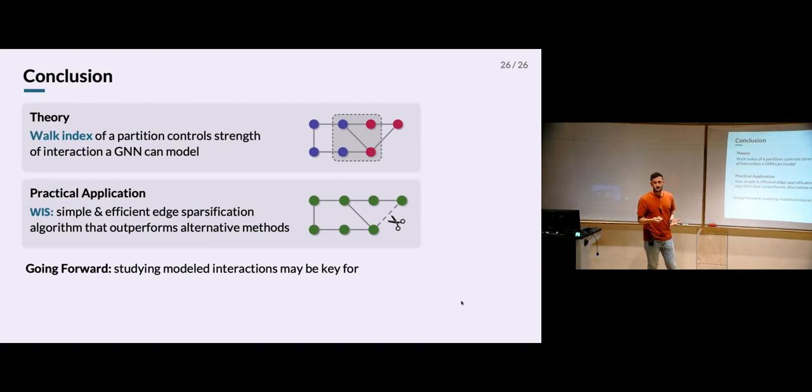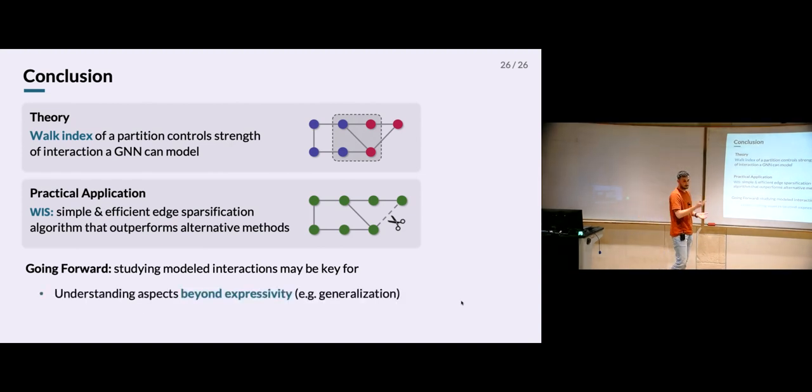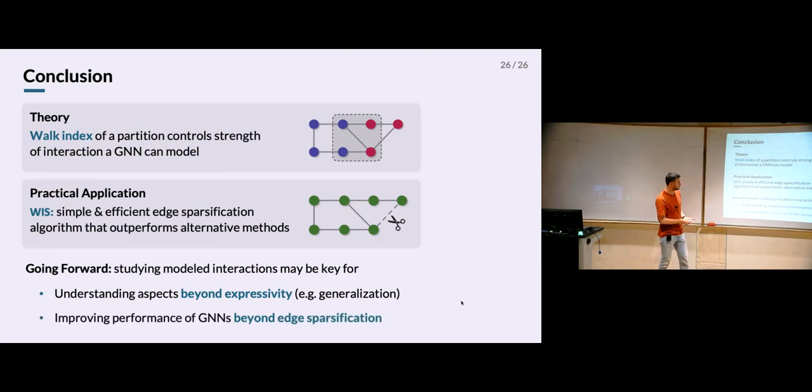But we believe that we can also use this to go beyond expressivity. As Shai mentioned, this is only part of the problem. And perhaps you can use it to understand also generalization, not only which type of interaction you can model, but what we end up actually modeling when we run, for example, gradient descent, and how that might relate to generalization. And the second thing is that maybe we can use this to improve the performance of GNNs beyond edge sparsification. Okay, this is just one practical application.